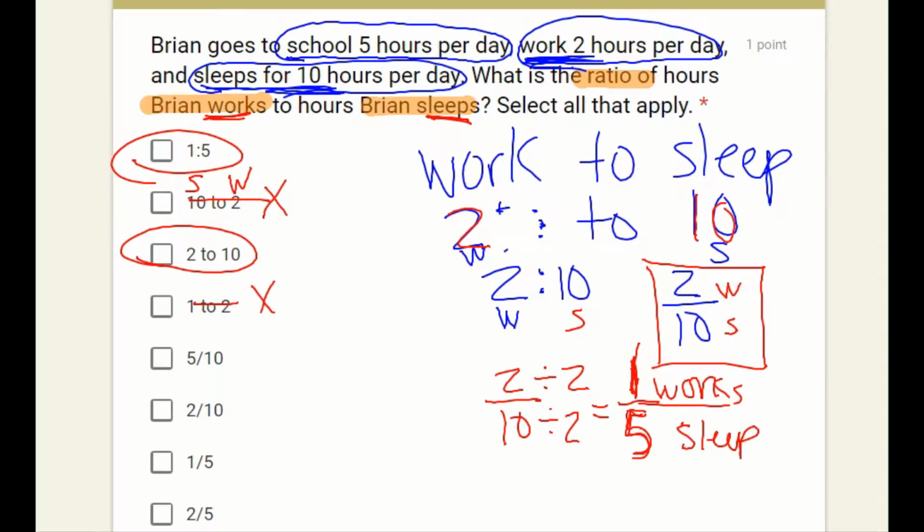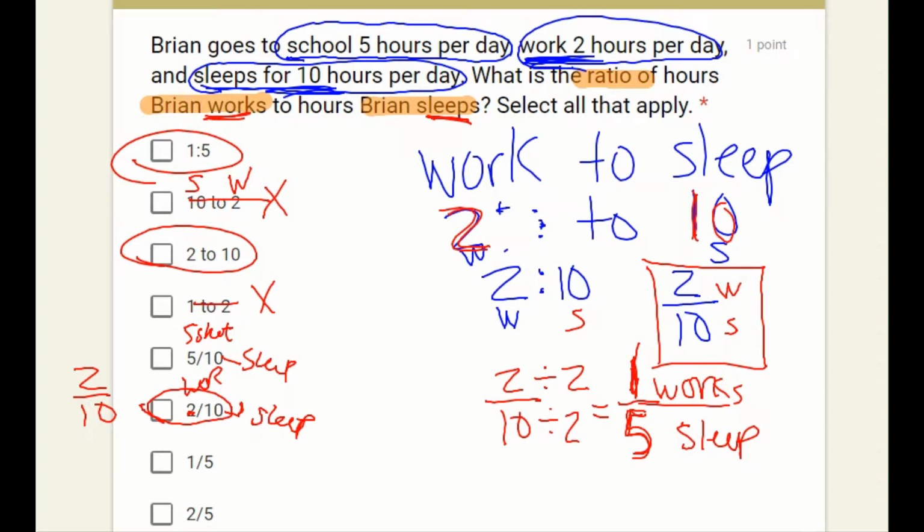And then we have 5 to 10. 5 to 10 is school, hours in school to hours of sleep. So school to sleep. We're not going to pick that one. The next one is 2 to 10. This is the hours worked, the first term, and then the second term is sleep. And that's the same numbers I have here, so I'm going to pick that one. This is as a fraction, so it looks like 2 over 10. The next one is 1 to 5.